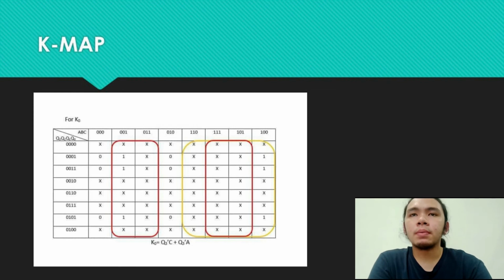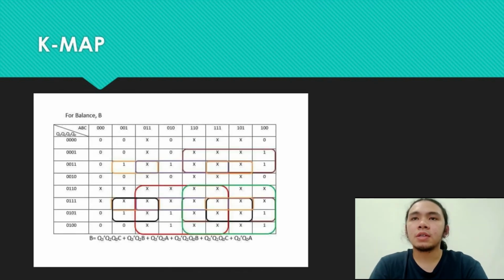Therefore, we will get the equation J0 equals Q3 bar C plus Q3 bar A. Then, for K-map K0, we do the same thing by filling the table first. After that, the circles in this picture will also be determined using a generator. For this K0 K-map, there are two colors representing two circles only. Next, the equation for the orange circle is Q3 bar A, and the equation for the red circle is Q3 bar C. So we will get the equation K0 equals Q3 bar C plus Q3 bar A. This equation is the same as the equation in K-map J0 because it has the same circles.